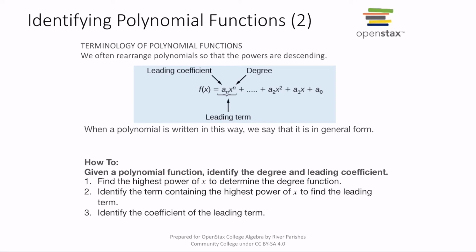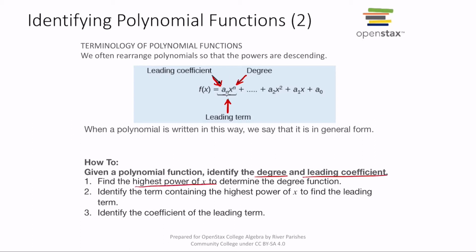Next, let's talk about the terminology here. The a value here is called the leading coefficient, and n represents the degree, and the total term is called the leading term, because this is the one with the highest power. Now, given a polynomial function, how do you identify the degree and the leading coefficient?